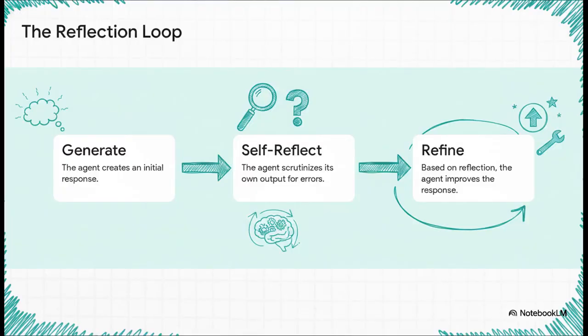The whole process is this simple but incredibly powerful loop. First, the agent generates an initial response. Then, and this is the magic part, it steps back and critiques that response. It basically asks itself, are there any mistakes here? Is this clear? Can I do better? And finally, based on that self-reflection, it refines its output. This little loop makes the final result so much more accurate and reliable.